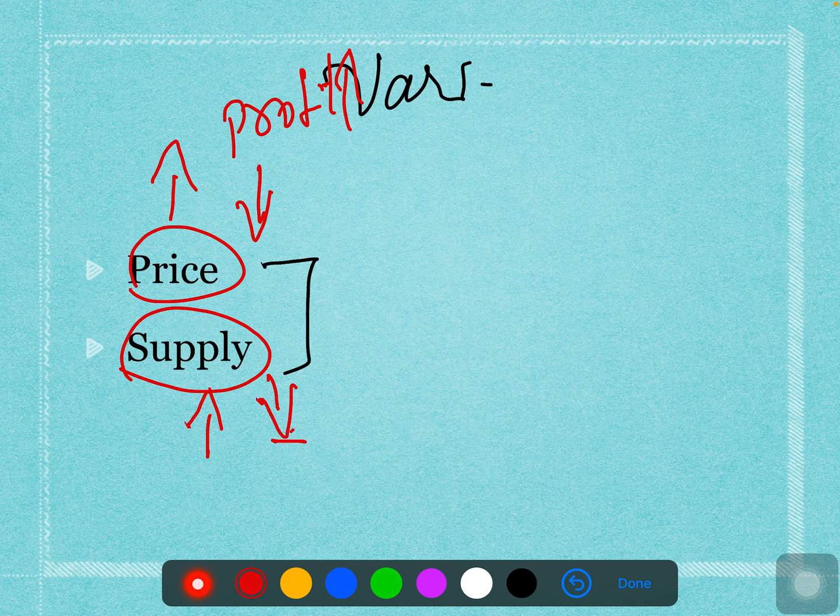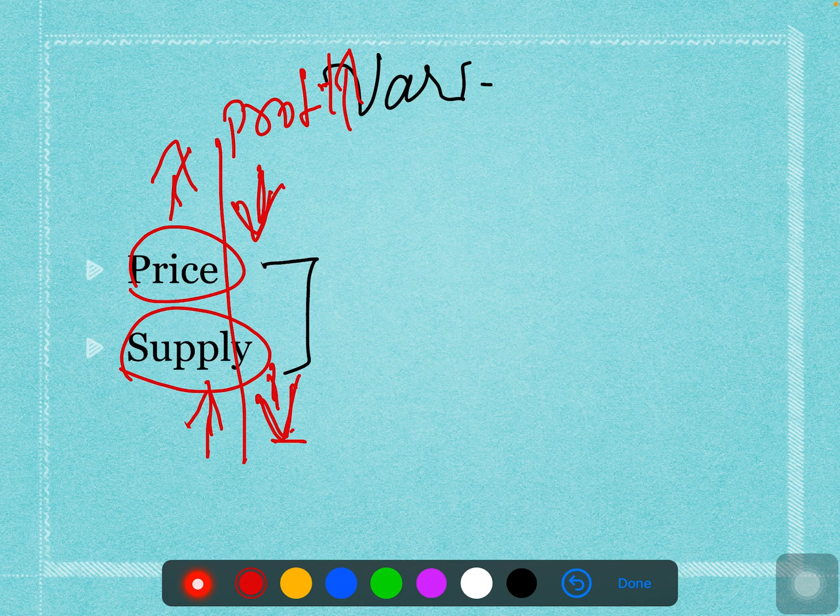Now you can see in the two cases, price is increasing, supply is increasing. Both are moving in the same direction, upward. On the other side, price is decreasing, supply is also decreasing. Both are coming towards the downside. Both are moving in the same direction again. So in this case, both the variables are moving in the same direction. That's called a positive relationship between the variables.